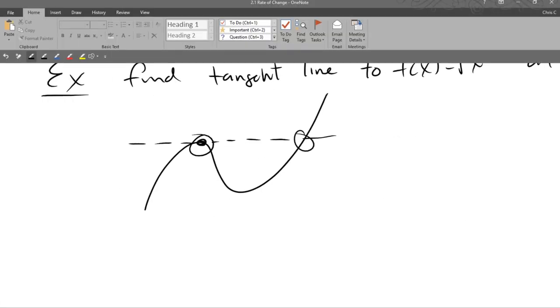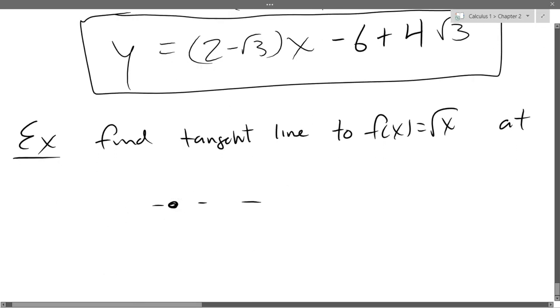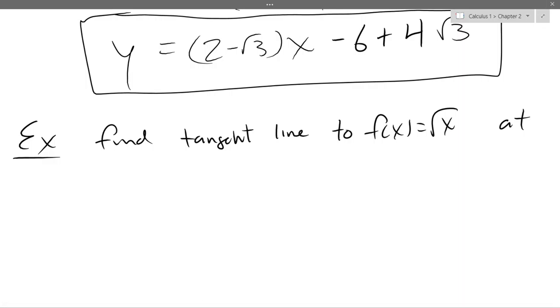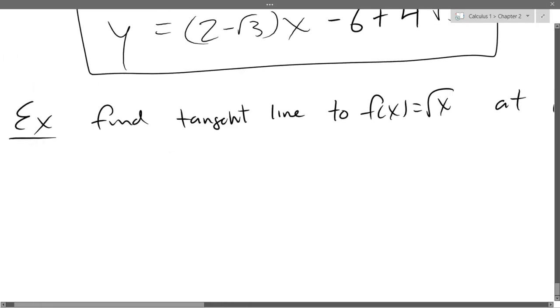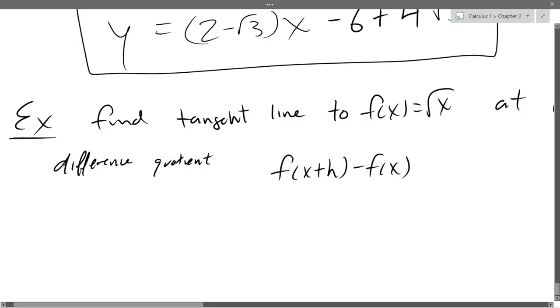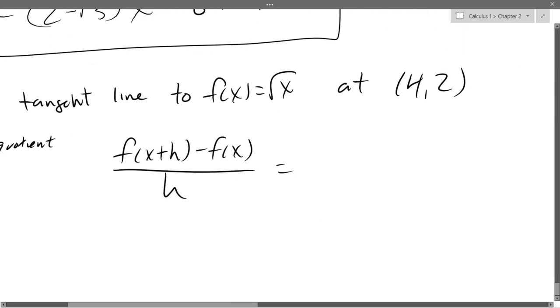So this is not the graph of square root x, so let's go ahead and get rid of this. So we got 4, 2 is our point, tangent line, so I need to use a difference quotient. We're going to very carefully put in x plus h. All right, there's the most common mistake.